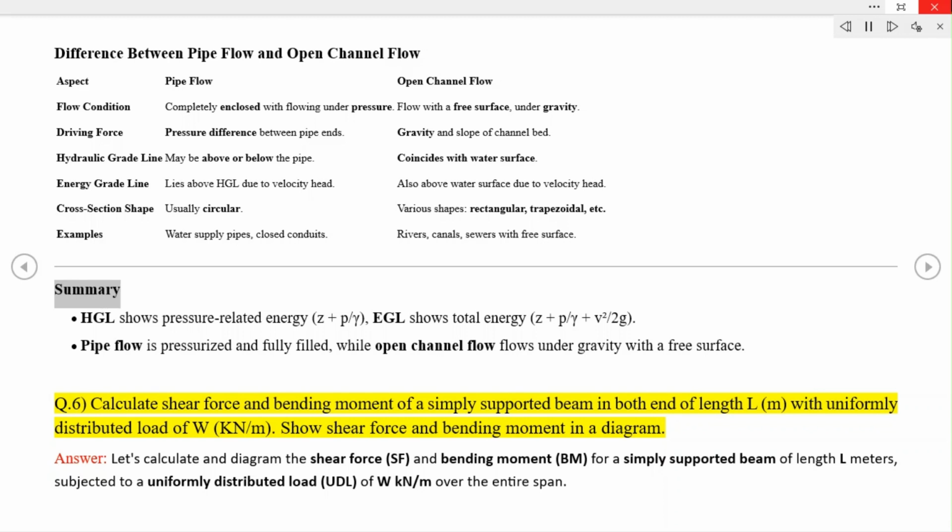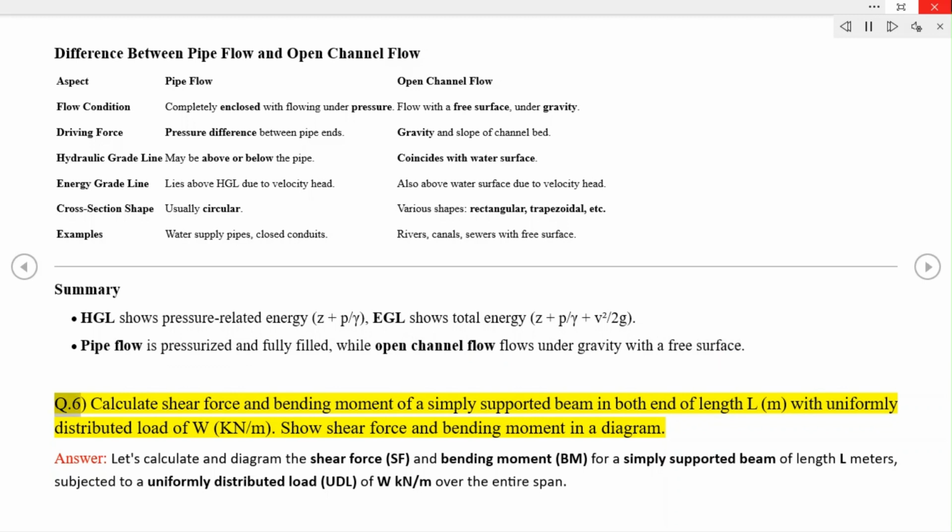Summary: HGL shows pressure-related energy, Z plus P/gamma. EGL shows total energy, Z plus P/gamma plus V²/2g. Pipe flow is pressurized and fully filled, while open channel flow flows under gravity with a free surface.